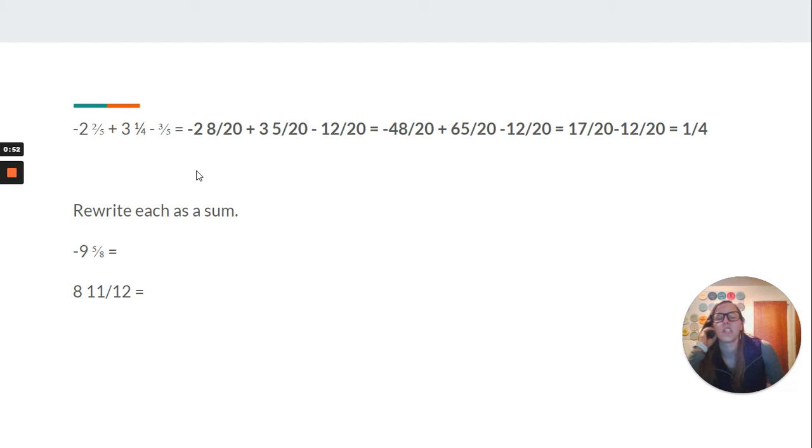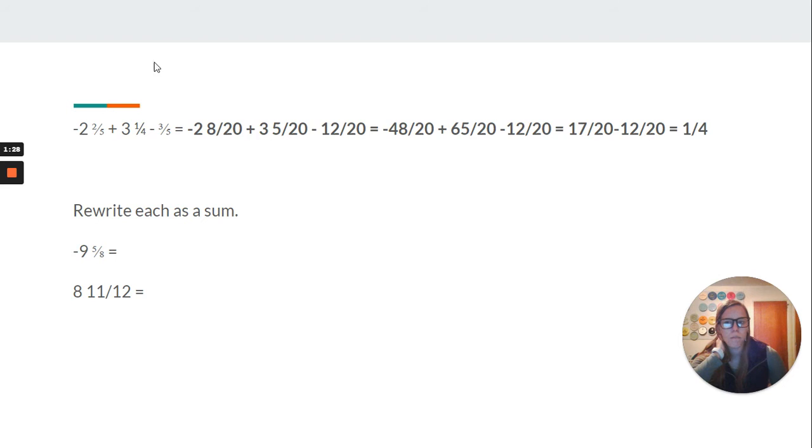So we're actually going to have negative 2 8/20 plus 3 5/20 minus 12/20. And then you can see the next spot, we make them improper fractions, meaning that the number on top is more than the number on the bottom. So I have negative 48/20 plus 65/20 minus 12/20. So if we do the first part, negative 48 plus 65 gives us 17/20. And then we need to subtract 12/20. So 17 minus 12 is 5. 5 over 20 is equal to 1 1/4.